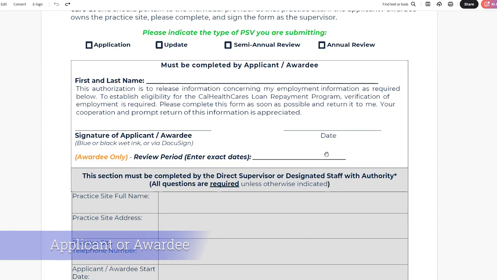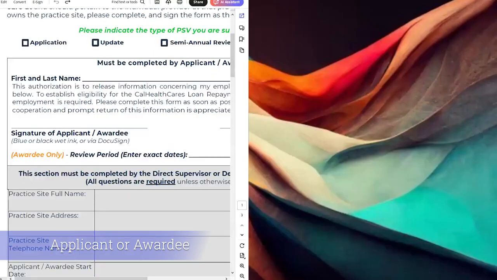And then you would input your exact review period. This review period only applies if you're an awardee submitting a semi-annual or annual review. And I will show you here in a moment where you can find your review period.